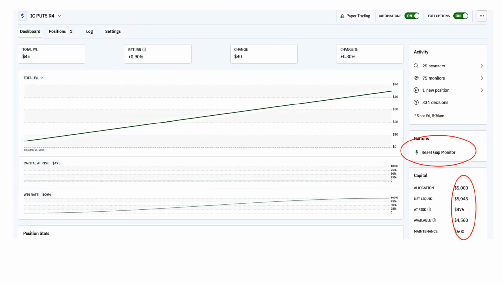When we pick one of the bots, in this case the IC Put bot, you land on the dashboard, which shows some financial information like net liquidity, at risk, and several others. It also shows the Reset Gap Monitor button. If the monitor detects that the SPY gapped open today, it will suspend any new trades for the day unless you come here and reset it. Resetting it kind of depends on how stable you think the market is later in the day. It will automatically reset at the beginning of the next trading day.